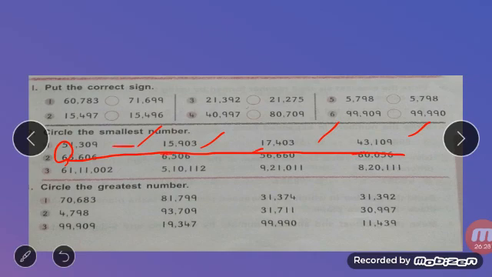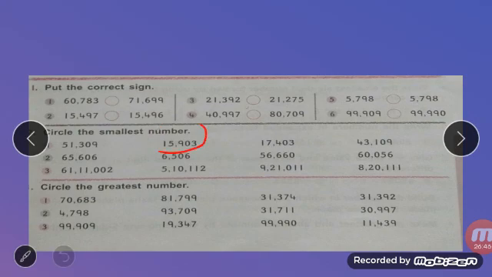So you have to find the smallest one. 5 is greater, 4 is greater than 1, 1. Both are the same. Next to 1, here is 7, here is 5. So 5 is smaller. So which number is smallest? 15,903 is smallest. So which number do you have to circle, children? 15,903. Got it?